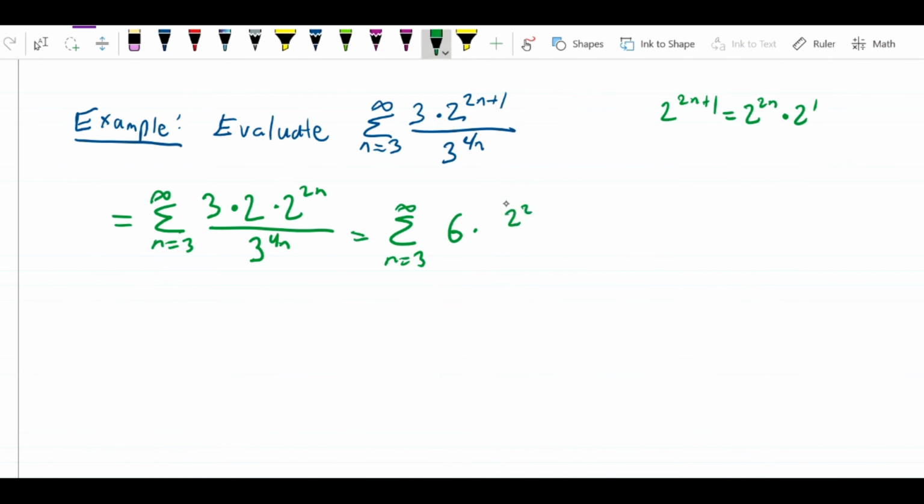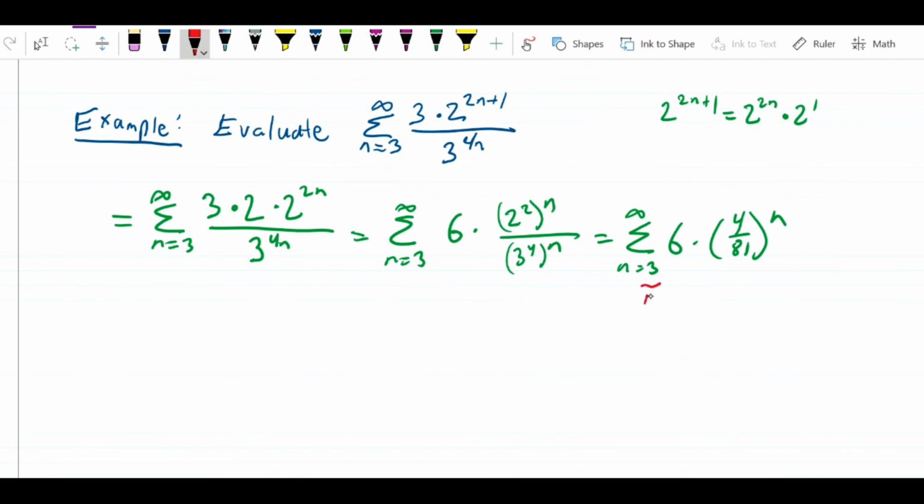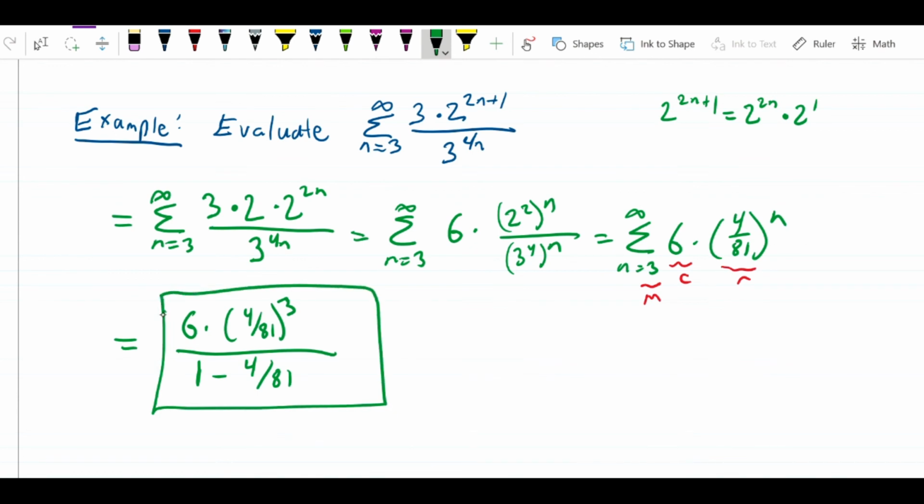not 4 squared, 2 squared to the n over 3 to the 4th to the n, which once again is giving us a common ratio of 4 over 81 to the n. And now, of course, that's m, that's c, and that's r. It's very similar, except it was c that was different this time. So the sum is just going to be 6 times 4 over 81 to the third over 1 minus 4 over 81. And that gives an answer.